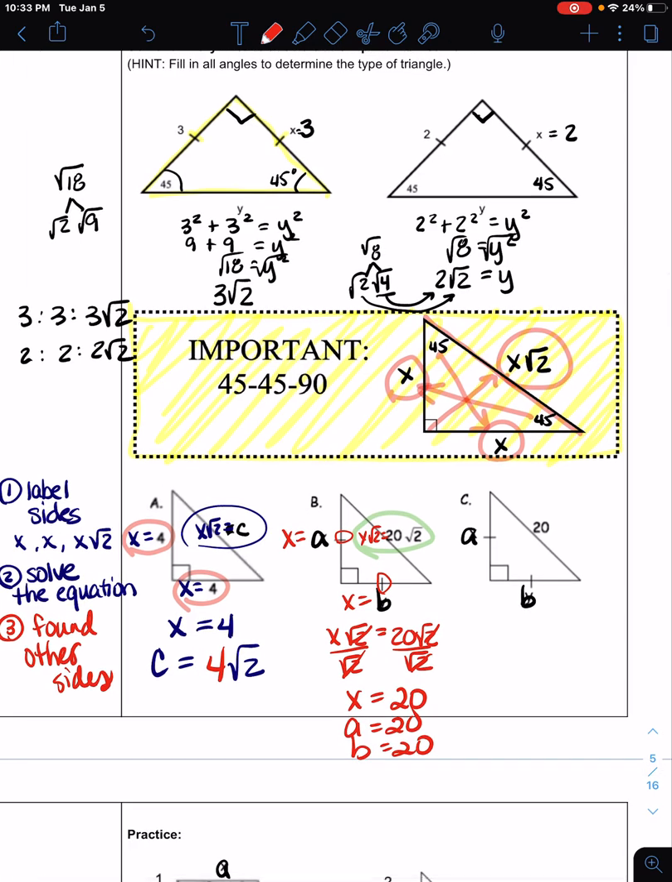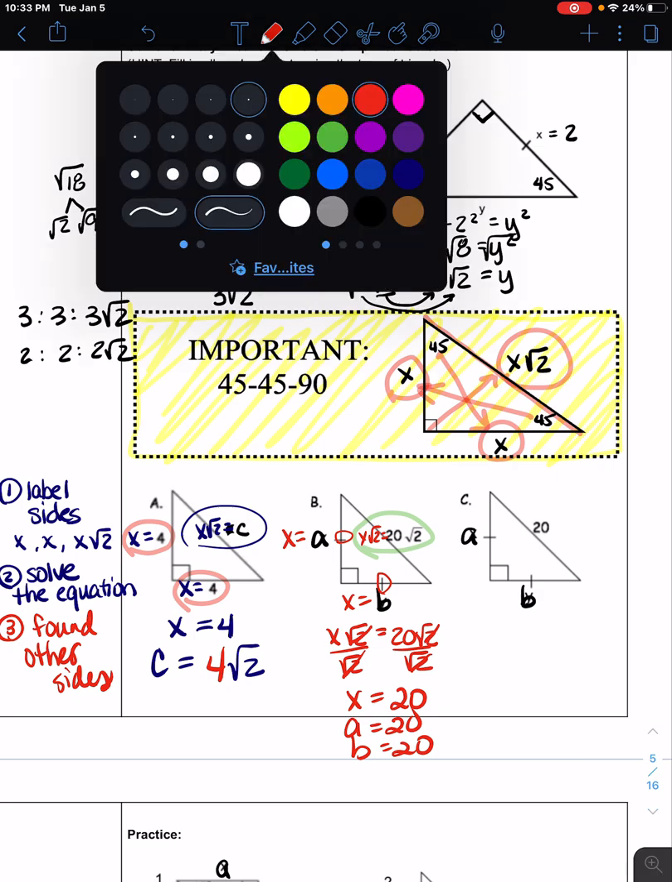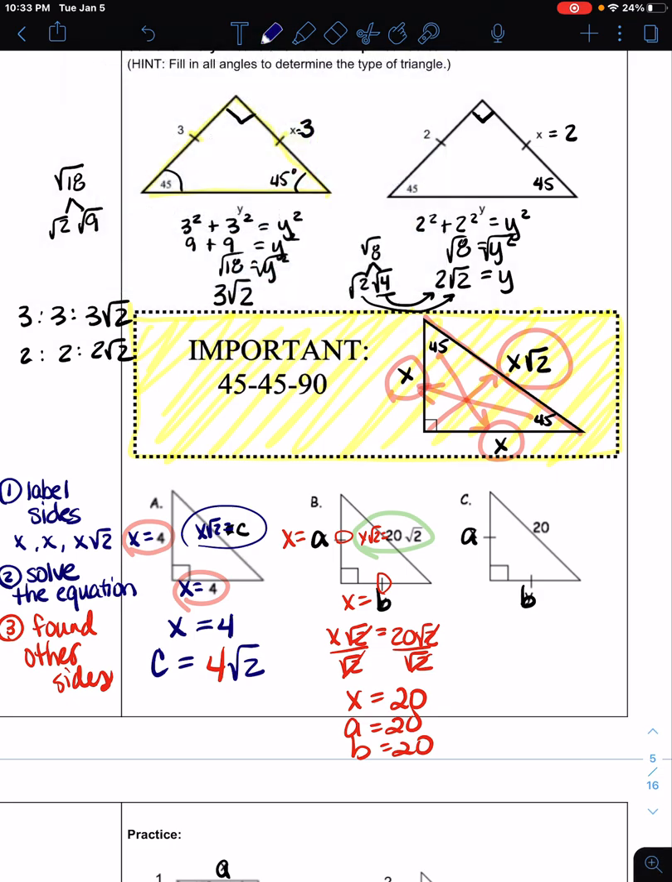This is how we're going to do it. We're going to just keep following our same procedure. You put your x is equal to on your legs, and you put your x root 2 is equal to on your hypotenuse, to whatever is already there. Okay, so we can't solve x is equal to a or x is equal to b, so we have to solve x root 2 is equal to 20.